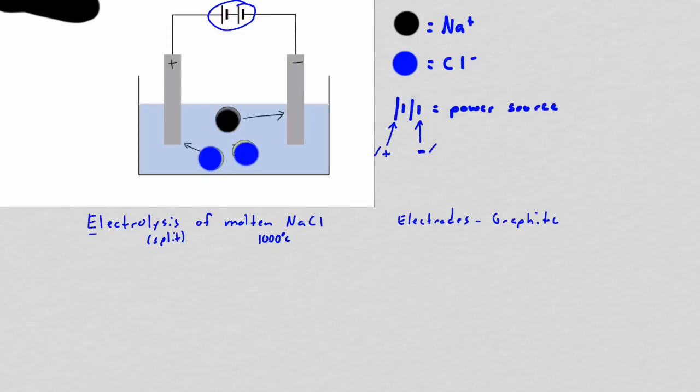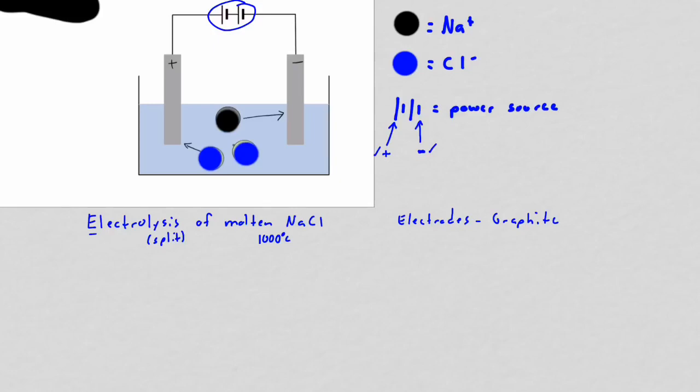Now, the other thing I should mention is the electrodes are made of graphite. Why? Graphite conducts electricity, but it doesn't melt at 1,000 degrees Celsius. You couldn't make electrodes of copper because they would melt if you put them in molten sodium chloride, and you wouldn't be able to do this.